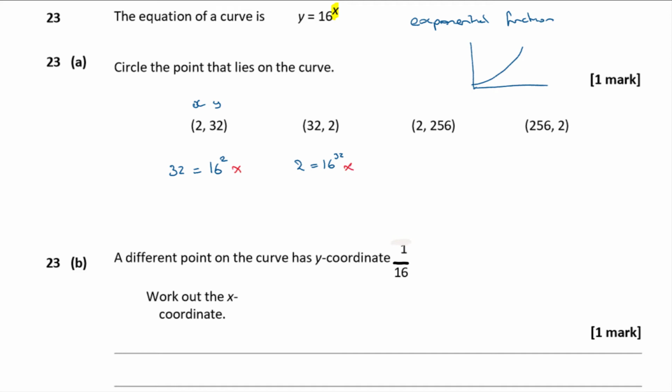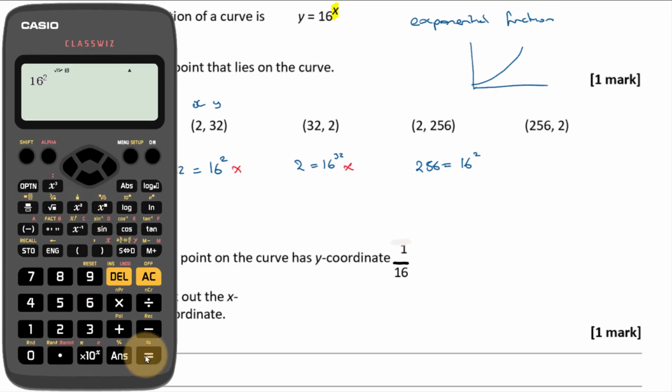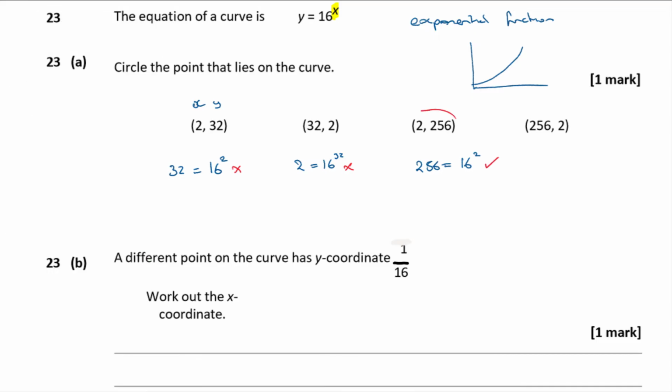X is 2 when y is 256. Is 256 equal to 16 to the power of 2? I don't know. What is 16 squared? It looks possible though. Yeah, that's 256. That one lies on the line. So I'm going to circle that one.